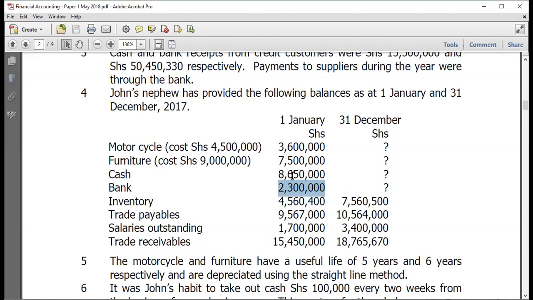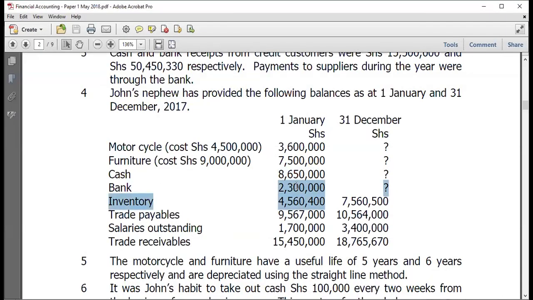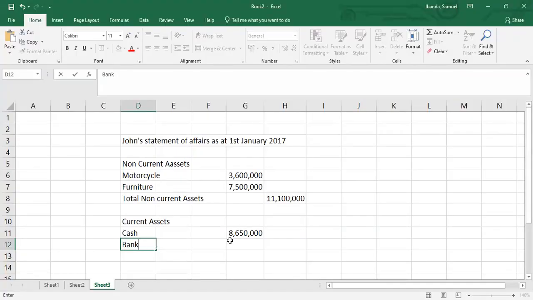Cash, let's pick the figures here. Remember, these figures are the start of the year, not the end of the year. For the end of the year, as you can see, there are question marks. So we are going to draw up different accounts to replace those question marks with figures. That should be the principle. Then we have bank, which is 2.3, right there.